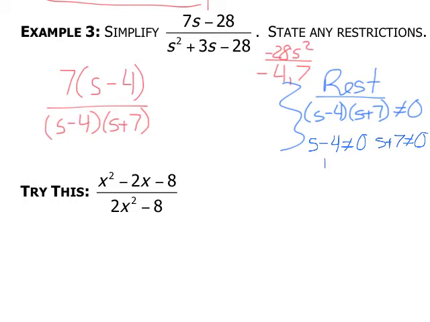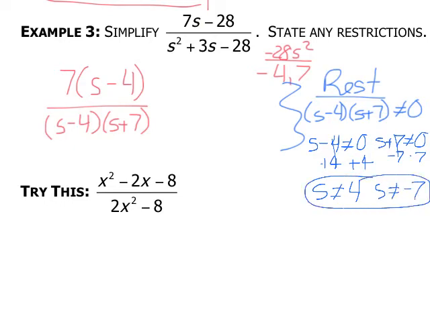So it's just like finding zeros, except now you're doing not equal to instead of is equal to. So add 4 to both sides, and I get S is not allowed to be 4. Subtract 7 from both sides, and S is not allowed to be negative 7. I would not be allowed to use these two S values if I was graphing or using some other kind of solving technique or anything like that. So that being said, now I need to simplify on example 3.